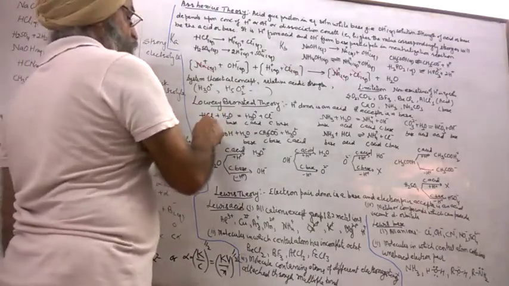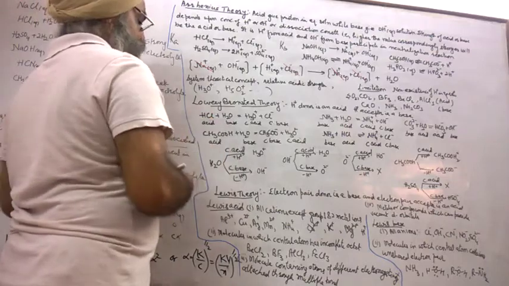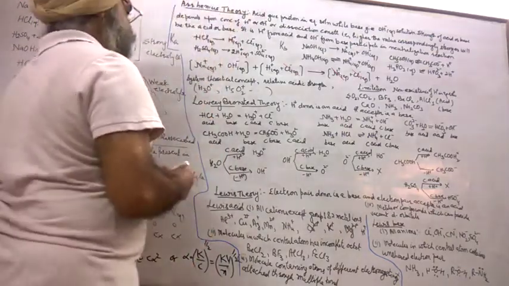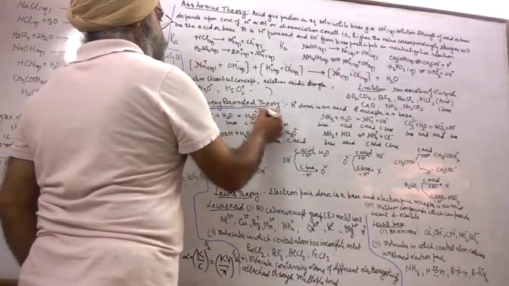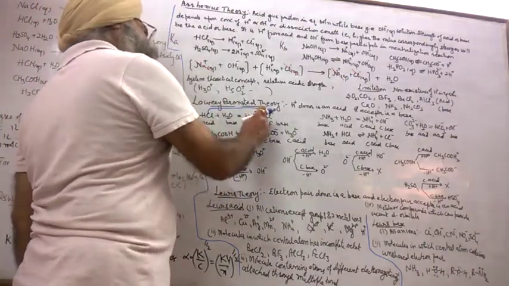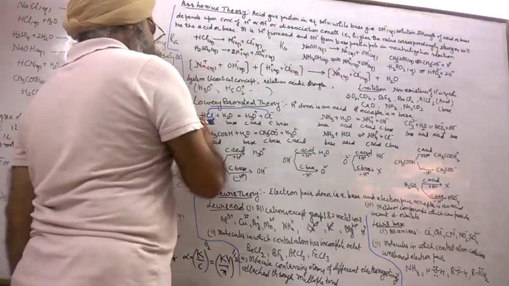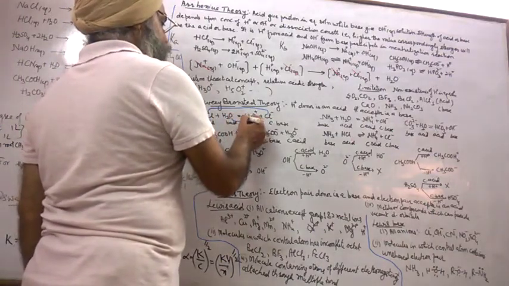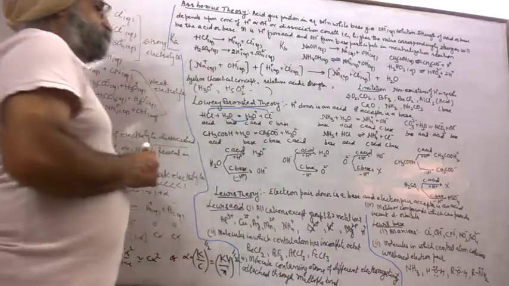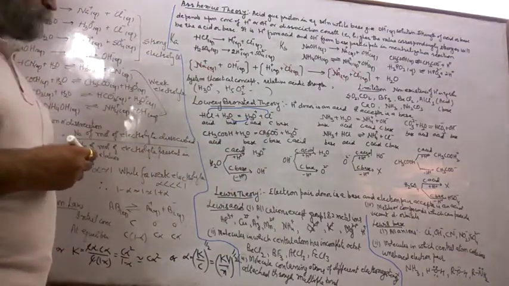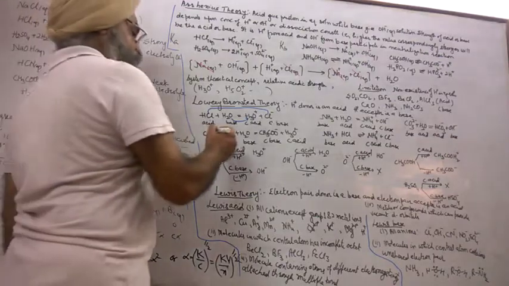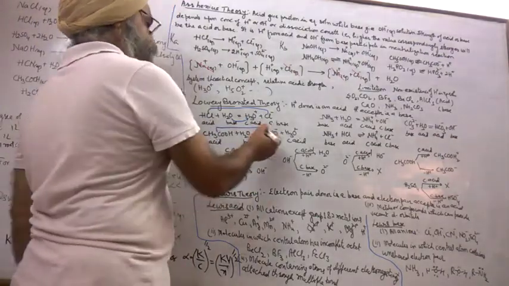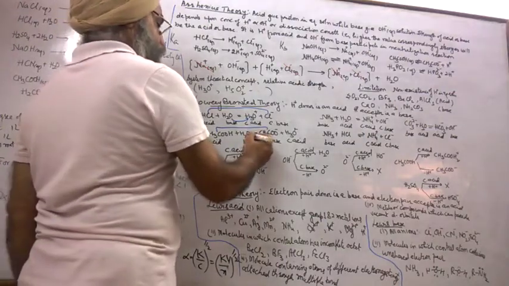HCl plus water. Here HCl changes to Cl negative, which means it loses a proton, and the proton loser is an acid, but water accepts a proton and hence is the base. Similarly, acetic acid loses a proton, but water accepts a proton.